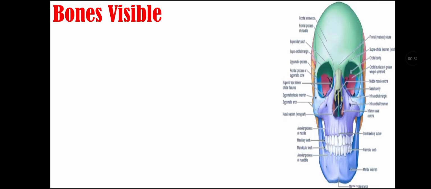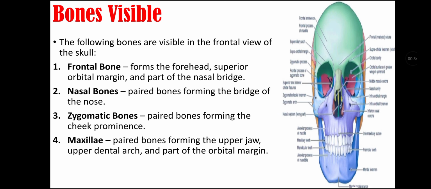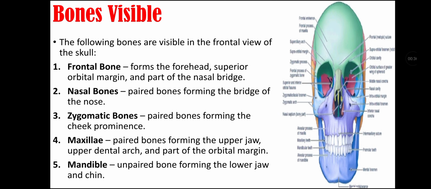Bones visible from norma frontalis include frontal bone, nasal bone, zygomatic bone, maxilla, and mandible. Frontal bone forms the forehead, superior orbital margin, and part of the nasal bridge. Nasal bones are a pair of bones that form the bridge of the nose. Zygomatic bones are also paired bones that form the cheek prominence. Maxilla is also a paired bone that forms the upper jaw, upper dental arch, and part of the orbital margin, and mandible is an unpaired bone that forms the lower jaw and chin.